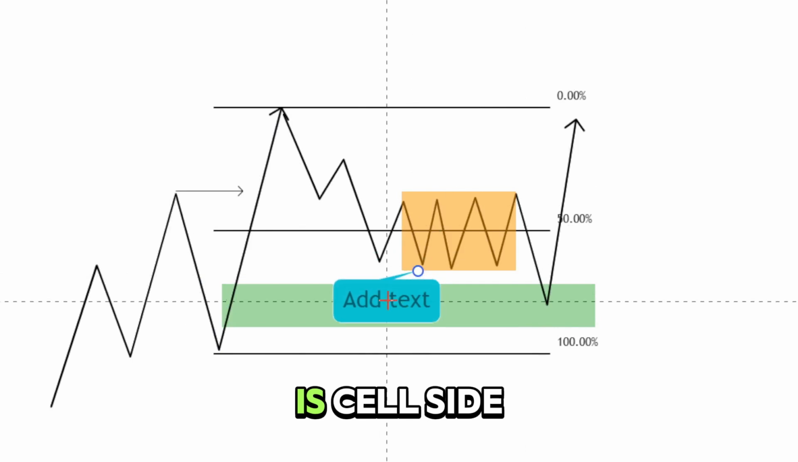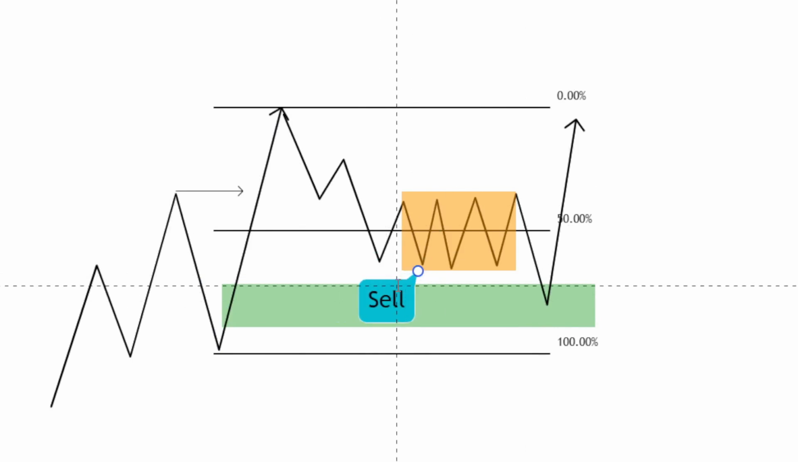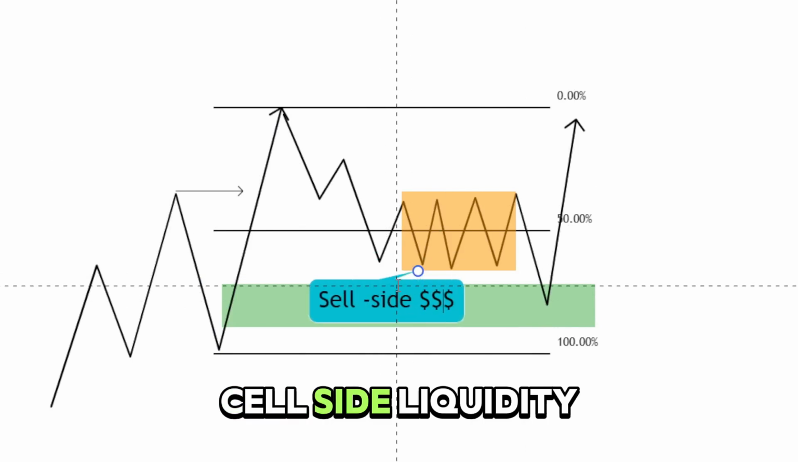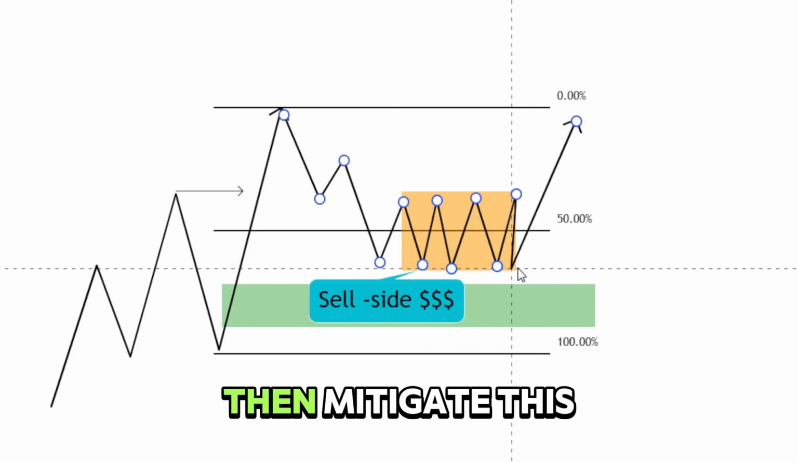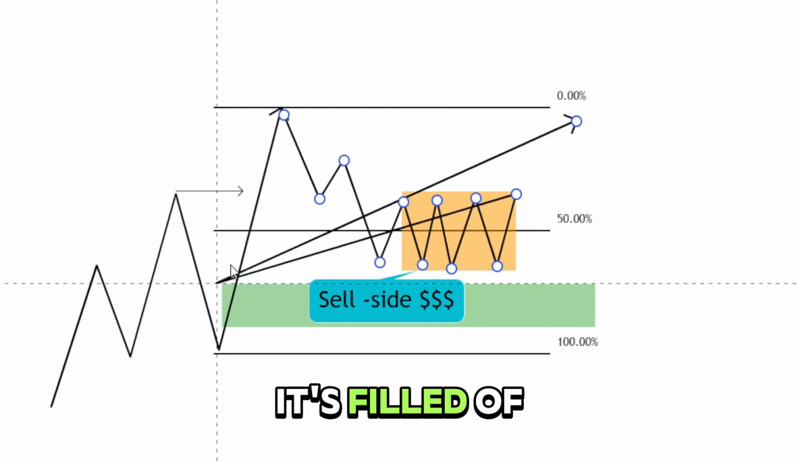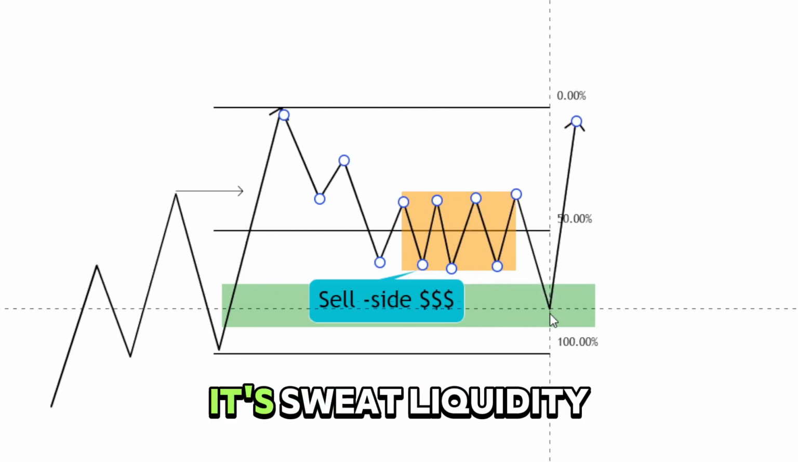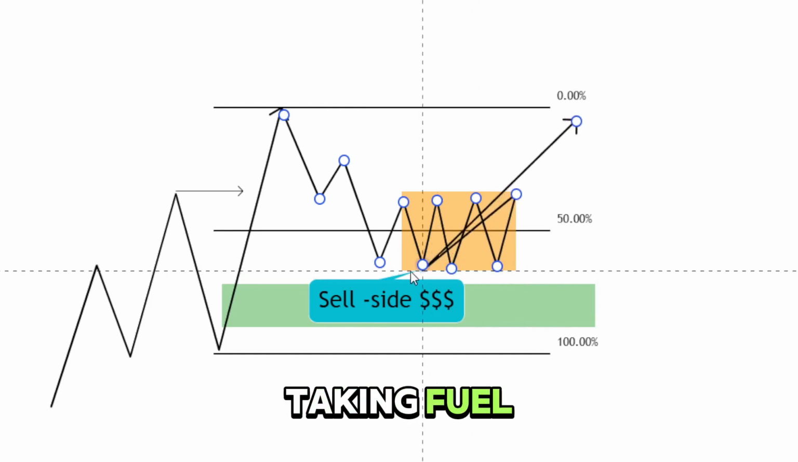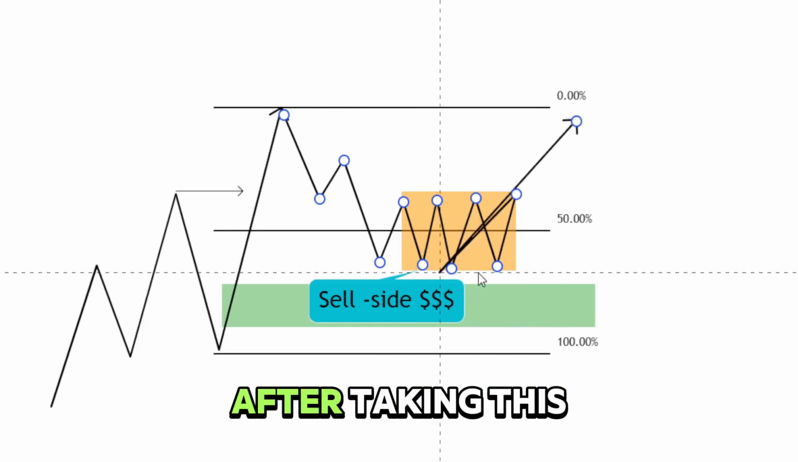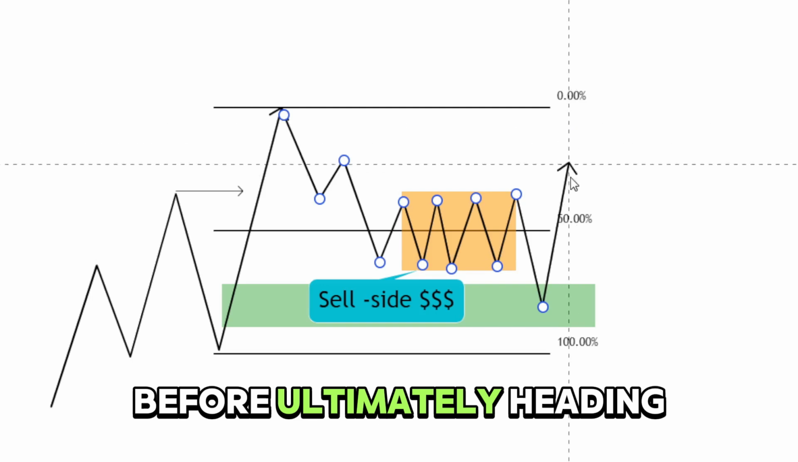So this now is sell side liquidity. And then when we see price engineer the liquidity, then mitigate this POI, it's filled a fair value gap over here. It's swept liquidity, so you can look at it as a car that's taking fuel. It's fueled up, it's gassed up after taking this liquidity before ultimately heading higher.